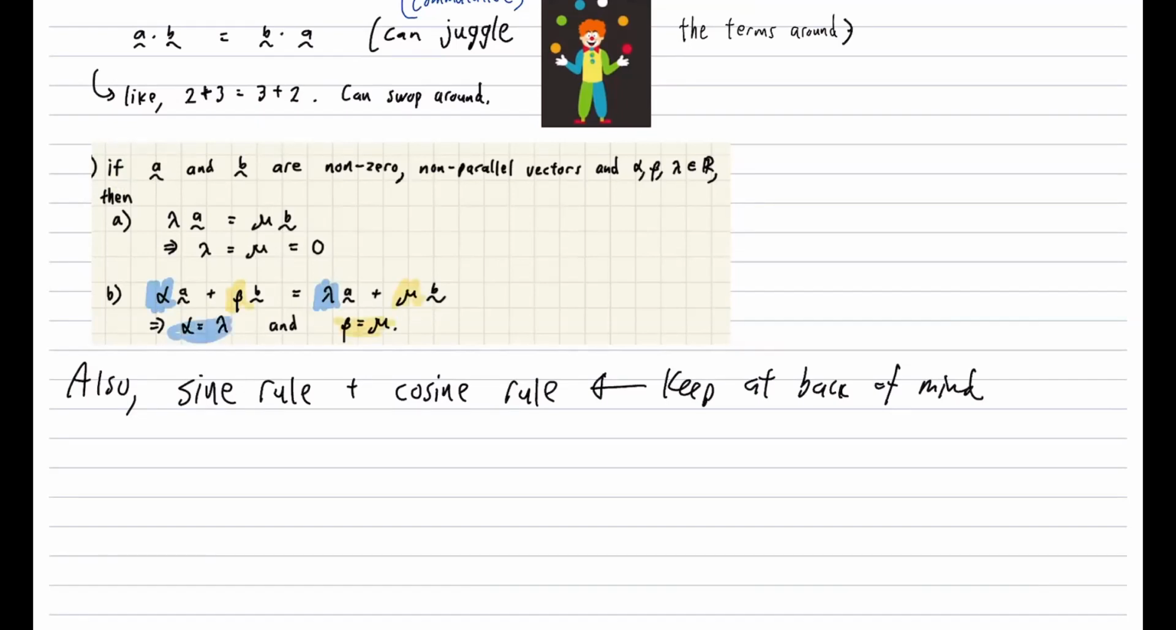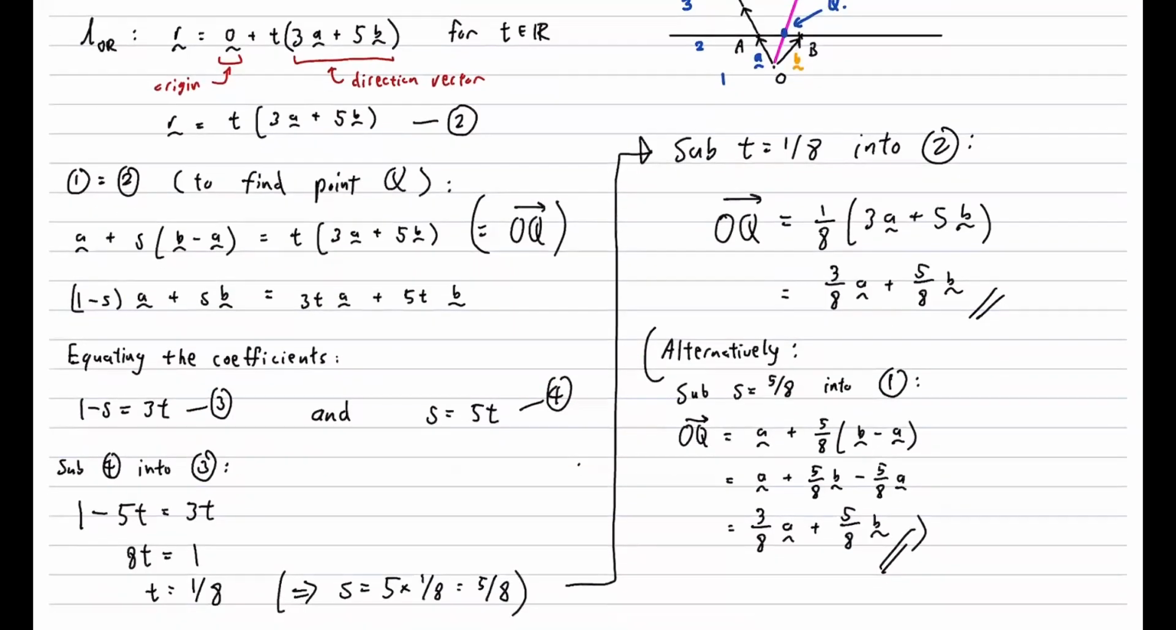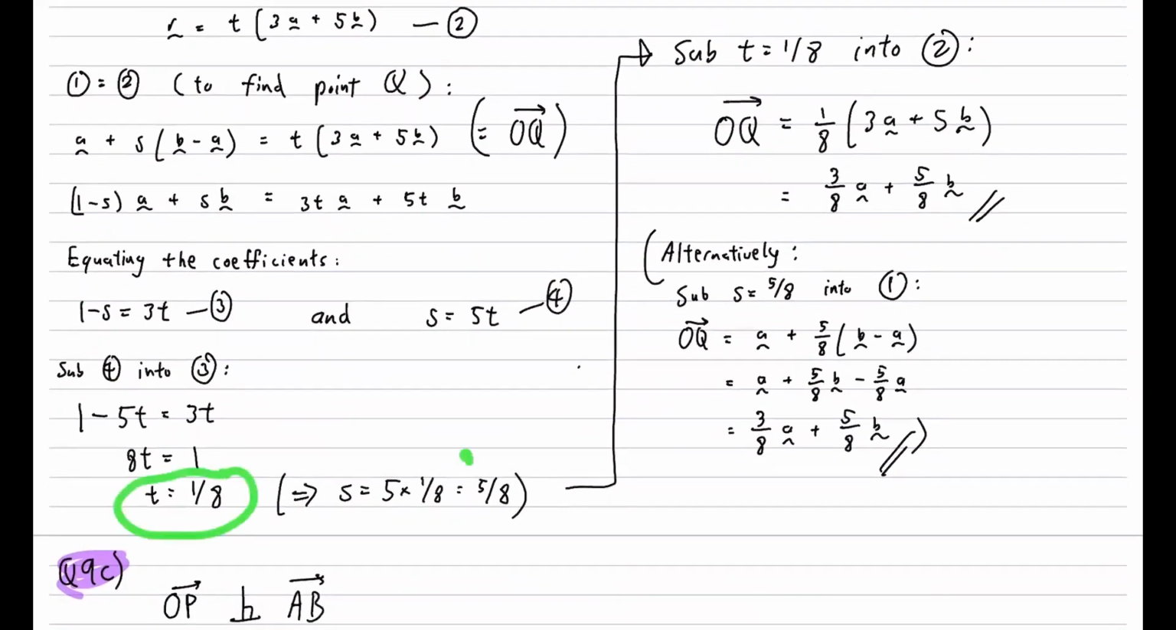Same thing over here, I also equate coefficients. That's why I get 1 minus s equals 3t. That's my first equation. s equals 5t, sorry, that's my second equation. Or equation 3, equation 4. This part okay? Then you just do simultaneous equations, solve for s, solve for t. I get t equals 1 over 8, s equals 5 over 8.